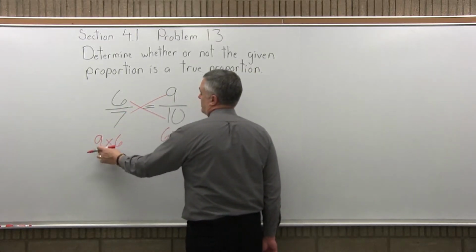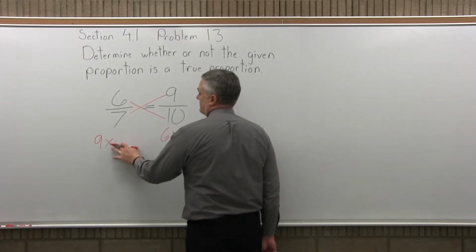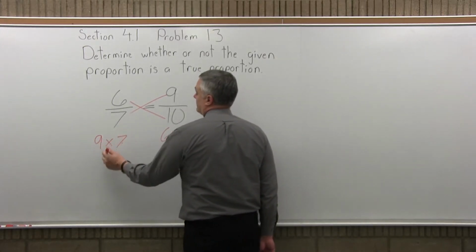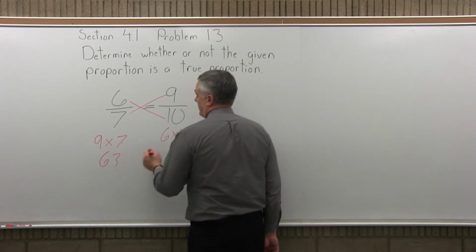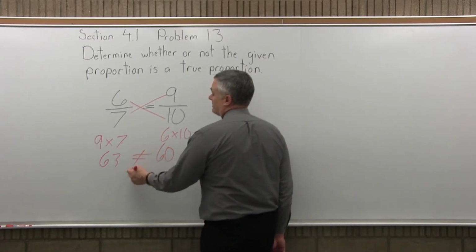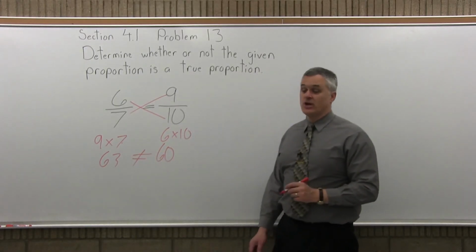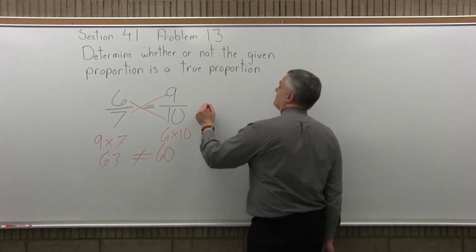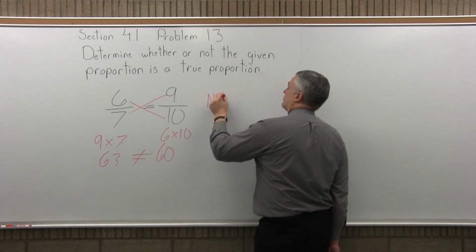And when you do the multiplication, 9 times 7, that's 63. And the other side, 6 times 10 is 60. Well, those are not equal. 63 does not equal 60. So this is not a true proportion.